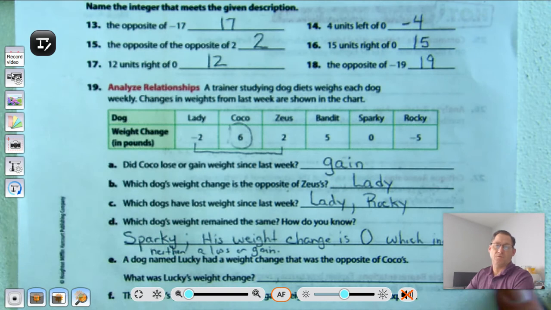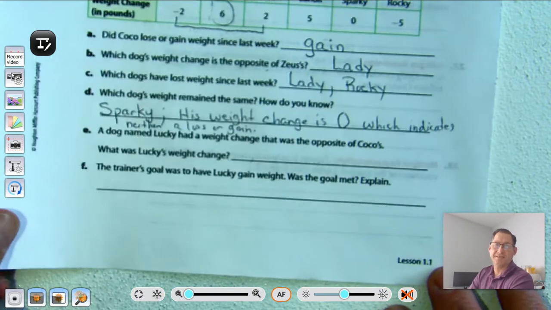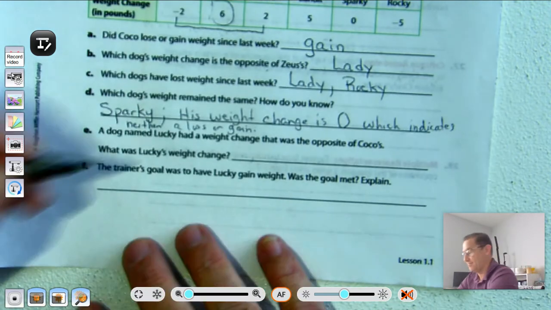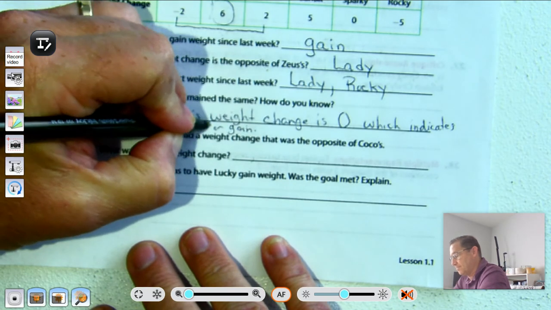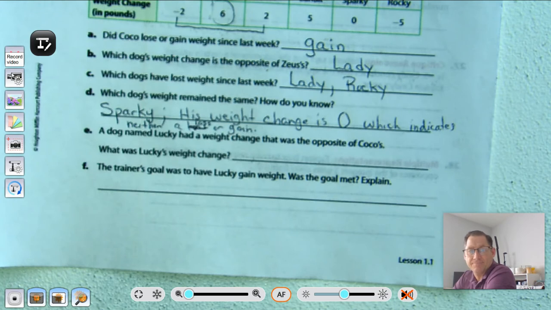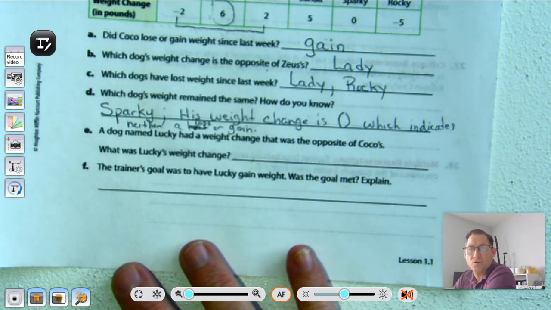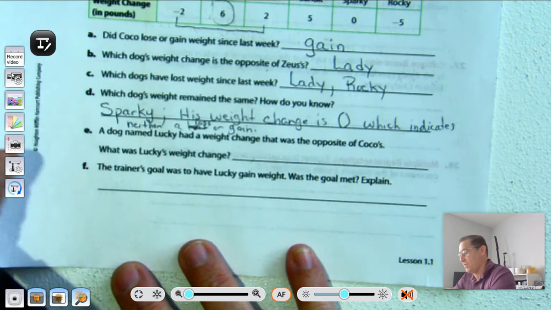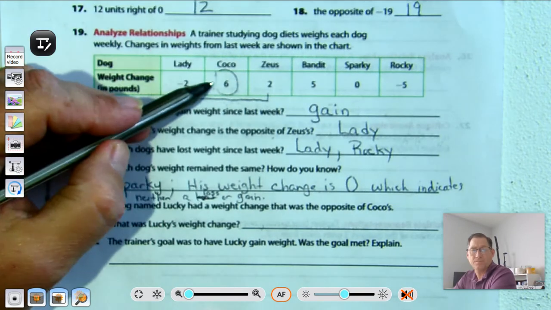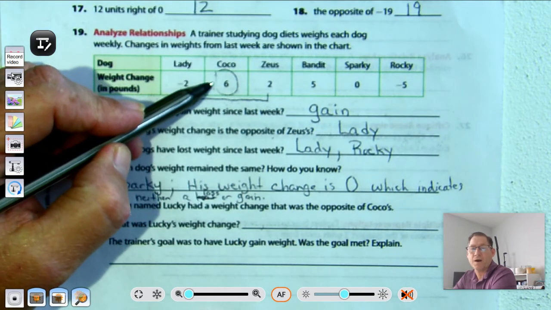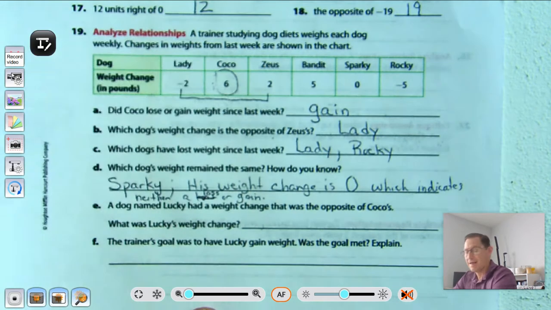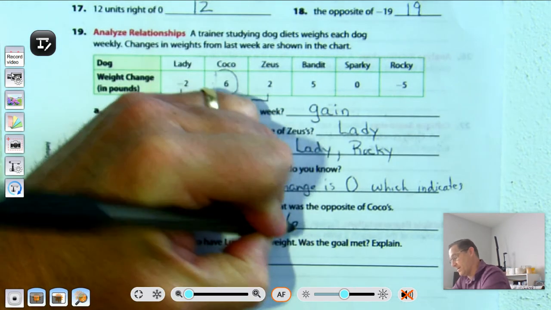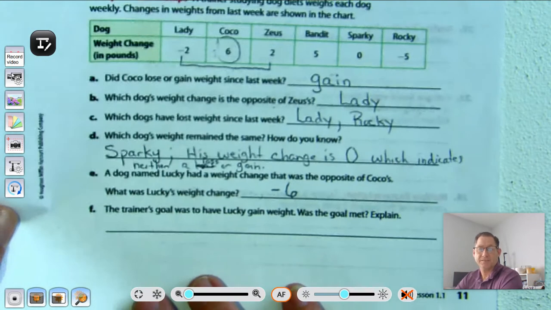Okay. So his weight change is 0, which indicates neither a loss nor a gain. A dog named Lucky had a weight change that was opposite of Coco's. What was Lucky's weight change? So we find Coco. That one was positive 6, gained 6 pounds. So we're going to have the same units to the left of 0, though. And so Lucky lost 6 pounds.